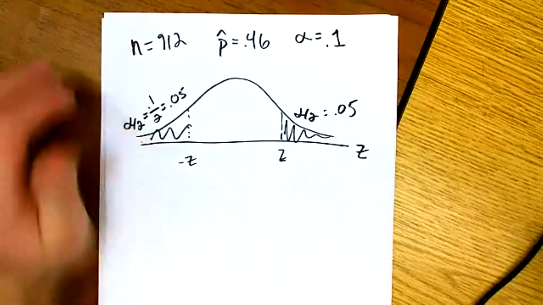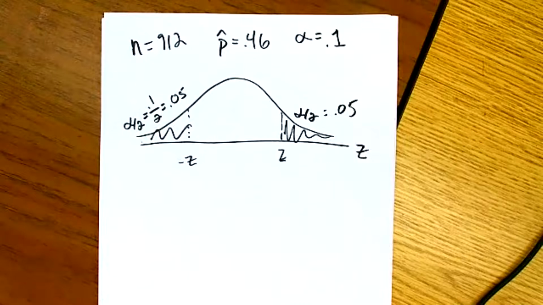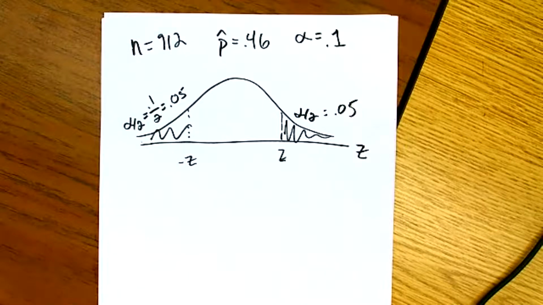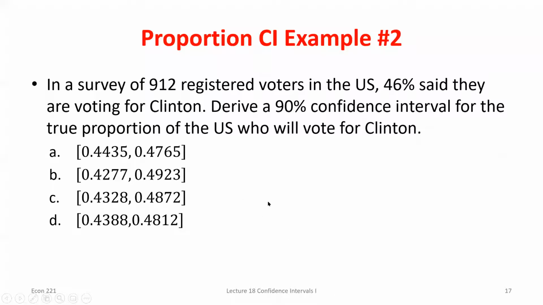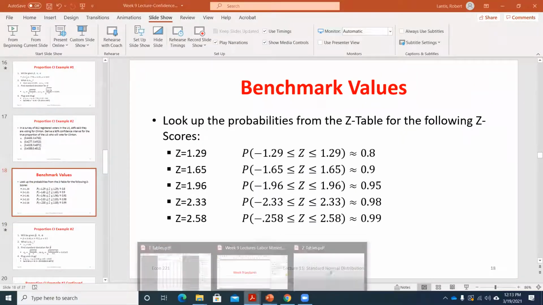Okay? So I'll go to my table. I know the area I want in the tail is 0.05. So hopefully it doesn't shut down on us here again.